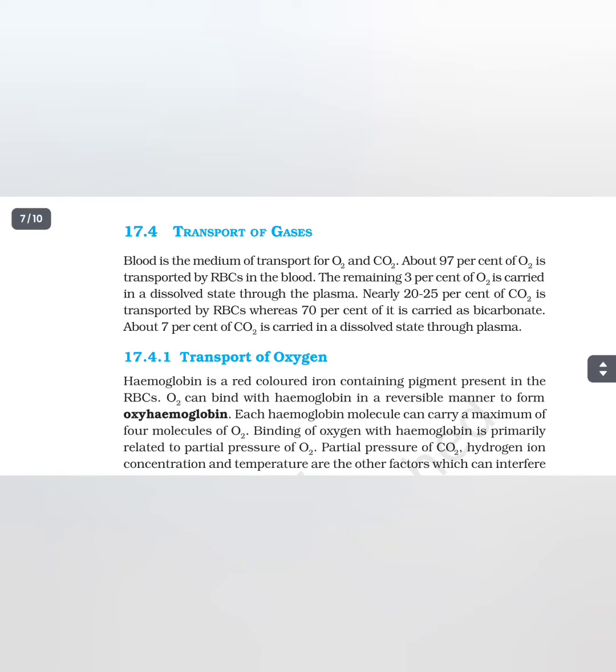Transport of gases. Blood is the medium of transport for oxygen and CO2. About 97% of oxygen is transported by RBCs in the blood. The remaining 3% of oxygen is carried in a dissolved state through the plasma. Nearly 20 to 25% of CO2 is transported by RBCs, whereas 70% of it is carried as bicarbonate. About 7% of CO2 is carried in a dissolved state through plasma.